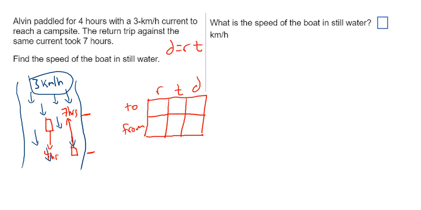Okay, let's fill in what we know from the problem, so we know the time. So this time we're given the time. So the last couple of problems we didn't know the time. This time they're telling us what the time is, and what we don't know is the speed. So to go to the campsite, the trip took 4 hours. To go away from the campsite back to where he was parked, the trip took 7 hours. What we don't know is the speed, but we have a little bit of detail about it, right? We know there's a current affecting that speed. We're trying to find the speed of the boat in still water.